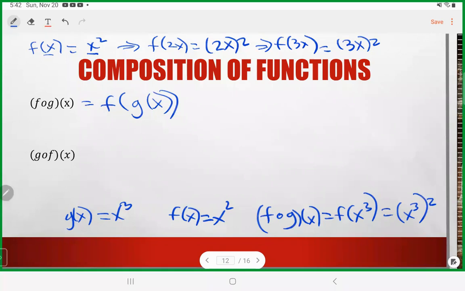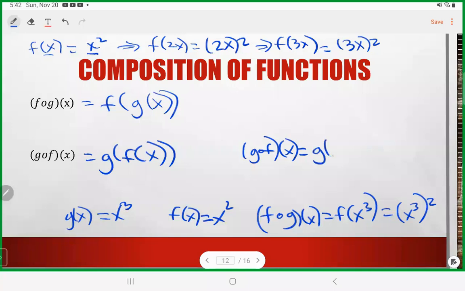Now, if it's g of f, the order is switched. So instead of that, g of f of x is just going to be equal to g of x squared, which is equal to x squared cubed, right?